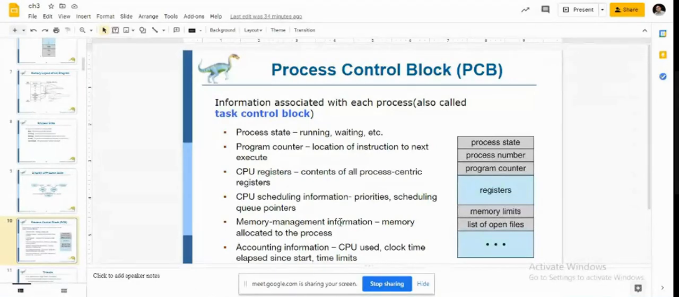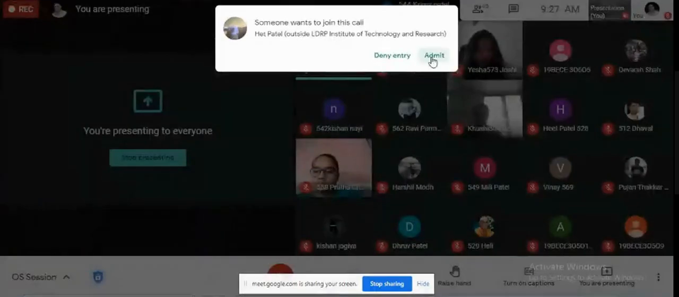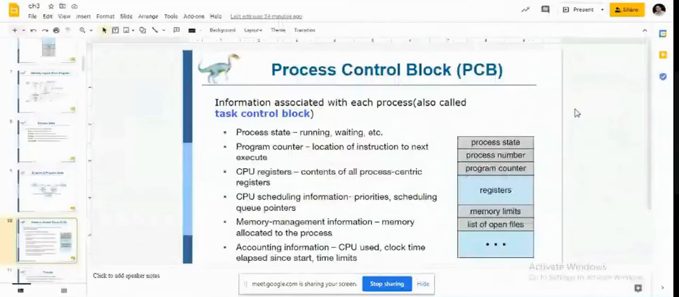Accounting information: CPU use, how much CPU this process is using. Clock time, definitely. Elapsed time: when this process started, say at 10:01, and now it is 10:03, that means this process is 2 minutes old. Still it has 30% completed, and 70% of the execution is still required. So these are some examples of the information the operating system has to manage for each and every process.